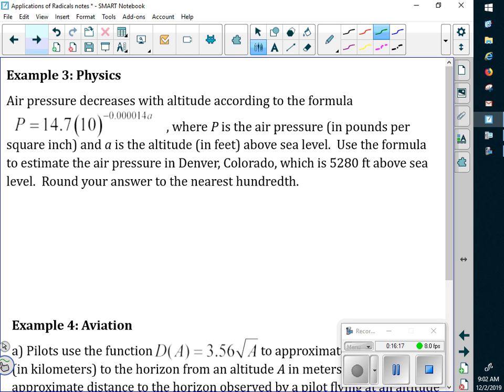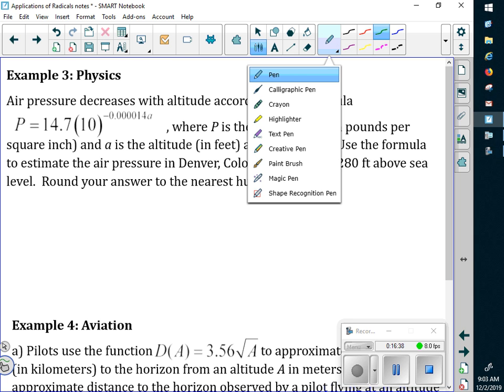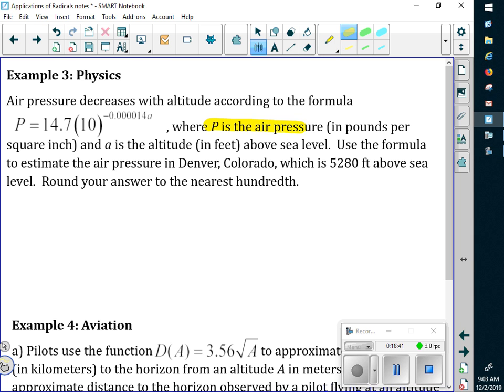All right, air pressure decreases with altitude according to that formula. When you put this in your calculator, please make sure you put the right number of zeros in that exponent. 4 zeros after the decimal? Yep. Okay. Have mercy. I know. P is the air pressure in pounds per square inch, and A is the altitude in feet above sea level. Use that formula to estimate the air pressure.